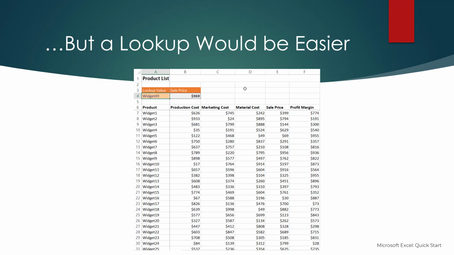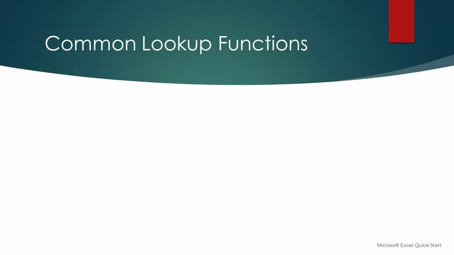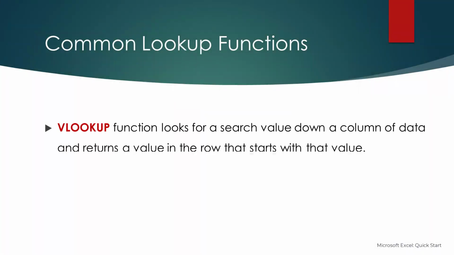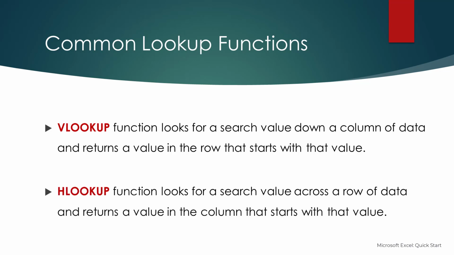We'll look at two of the most common lookup functions in this section of the course. The VLOOKUP function, which looks for a search value down a column of data and returns a value in the row that starts with that value. And the HLOOKUP function, which looks for a search value across a row of data and returns a value in the column that starts with that value.